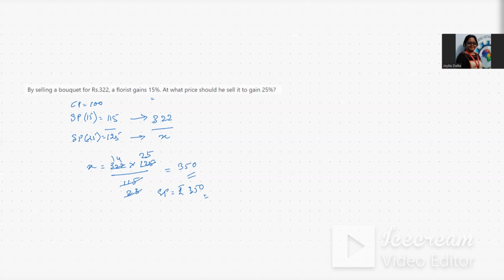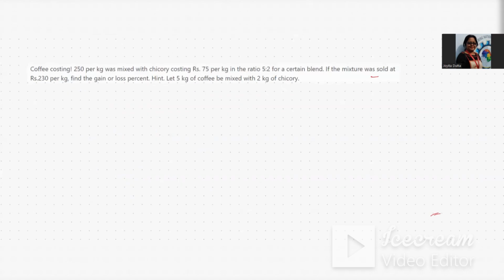The next question is coffee costing rupees 250 per kg and chicory costing rupees 75 per kg, mixed in the ratio 5:2. So coffee is into 5 and this is into 2. All total, I am getting 7 kg. So 5 kg of coffee and 2 kg of chicory gives me 7 kg of the compound. The cost price will be 1250 and here it will be 150. So the total cost price of 7 kg would be 1400.